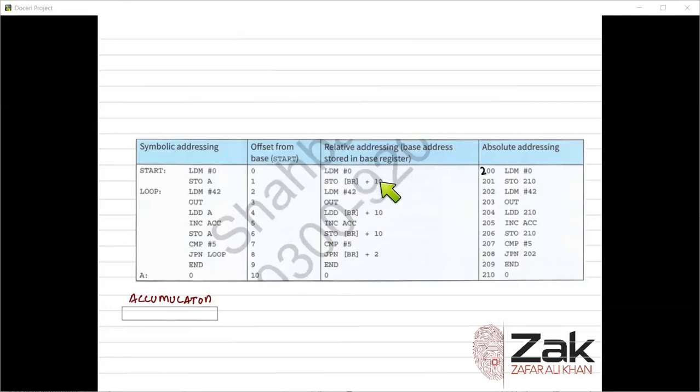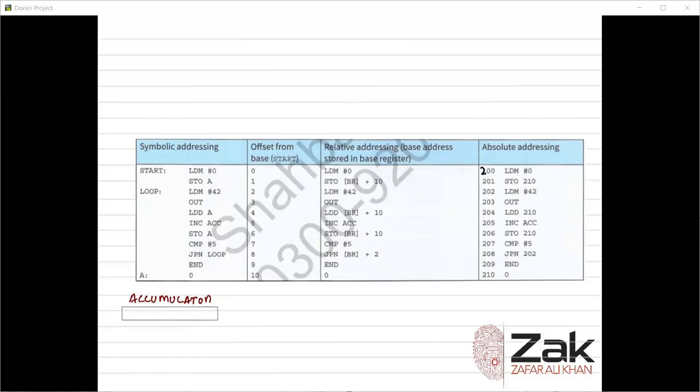So base register plus 10 means 200 plus 10, 210. Over here, base register plus 2 means 200 plus 2, 202. So basically you want this program to jump back to 202. So this is base register plus 2. Base register is 200, so it would become 202. So all these three techniques are the same. Their result will be the same. Only the approach, the way they access memory addresses, is different.